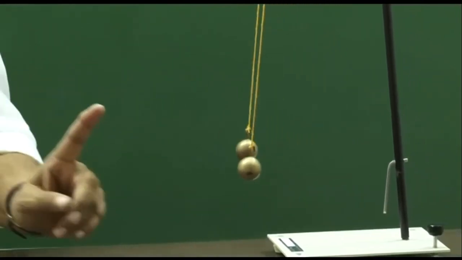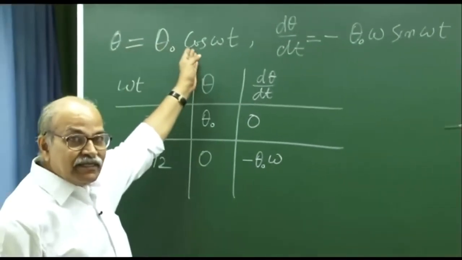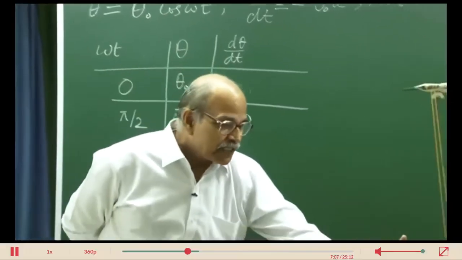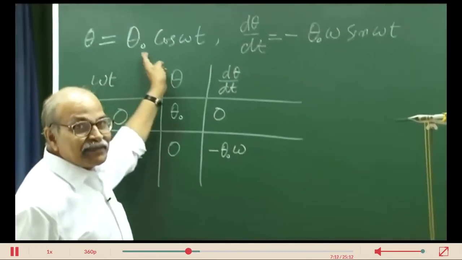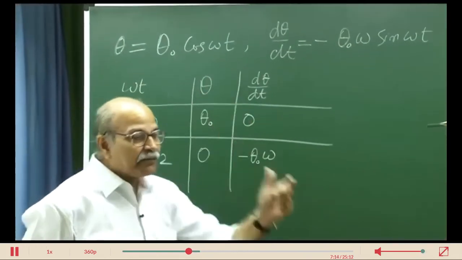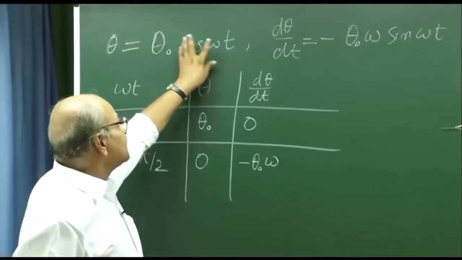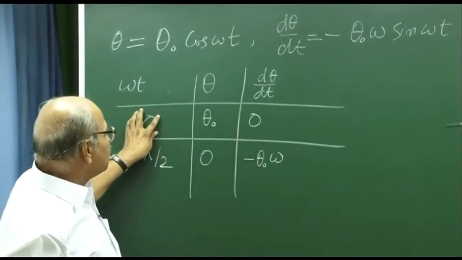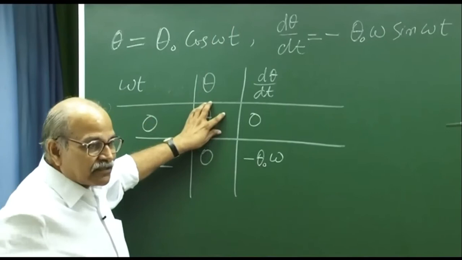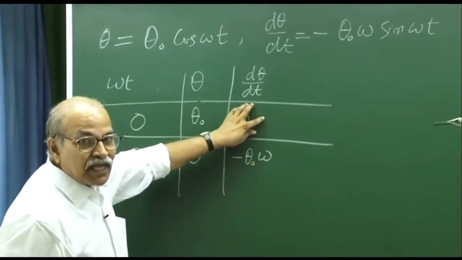So if you write the equation of this front pendulum as theta equal to theta naught cos omega t, the equation for the second pendulum, this rear pendulum, will also be given by this same equation. If the amplitudes are different, then this theta naught will be different for the two cases, but this omega t remains the same. When omega t is 0, for both pendulums theta is theta naught, their positive extreme position, the angular velocity is 0 and so on.